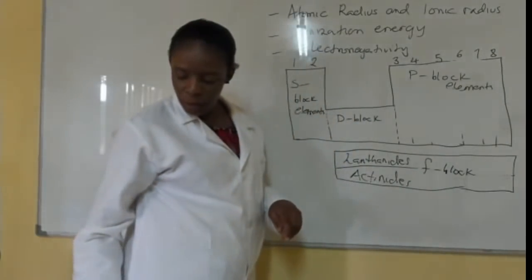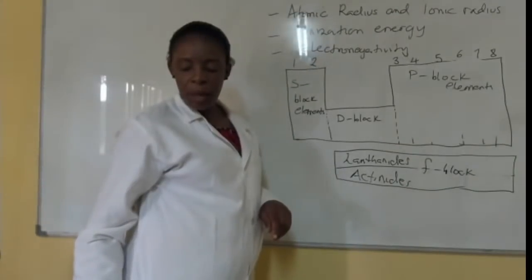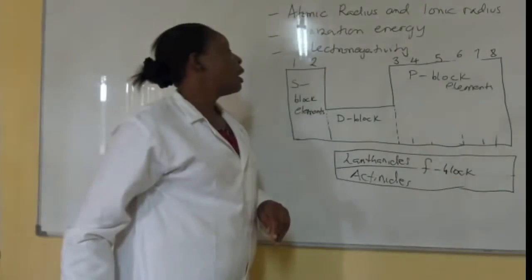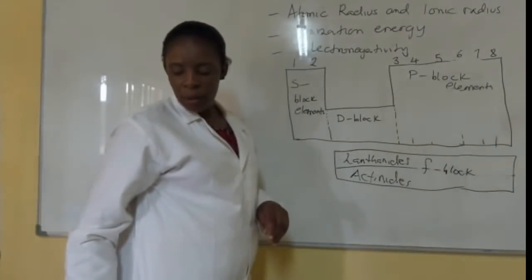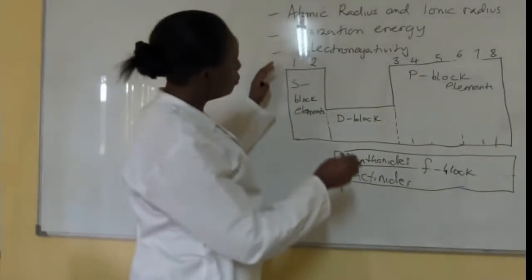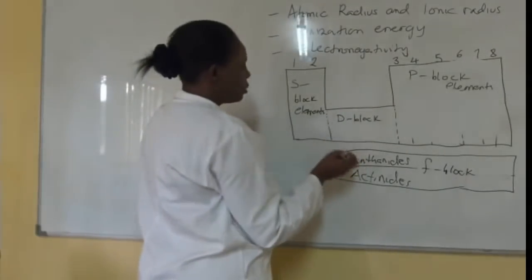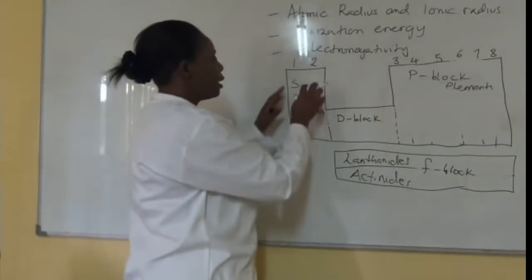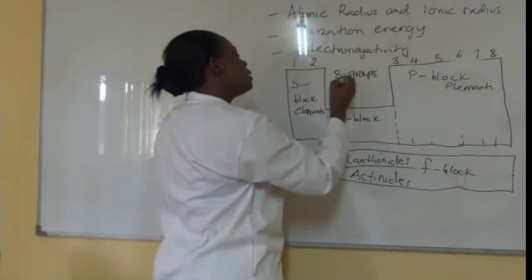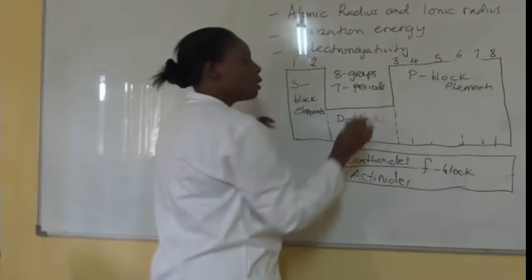just a quick review on your periodic table. You note that periodic table comprises of groups and periods. Okay, so we have 8 groups, as I've said. We have these 8 groups, so there are 8 groups and 7 periods.